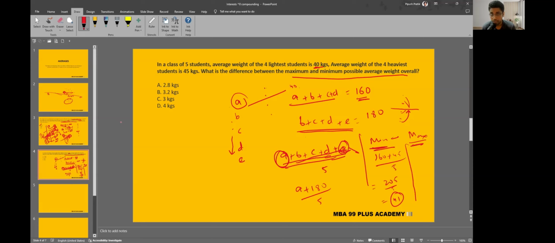A is the minimum. So here's A, here's B, here's C, here's D. For A to be maximum, I want this to be equal to the average. If A is equal to the average, all the numbers become equal to the average. So this becomes 40 plus 180, 220 divided by 5. The maximum becomes 44. What's the difference? 44 minus 41, 3 kgs.